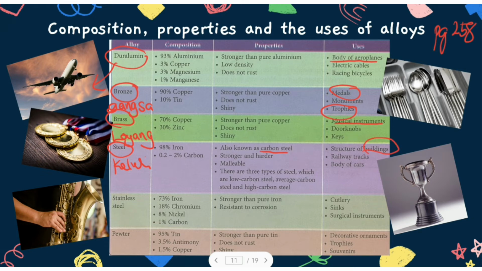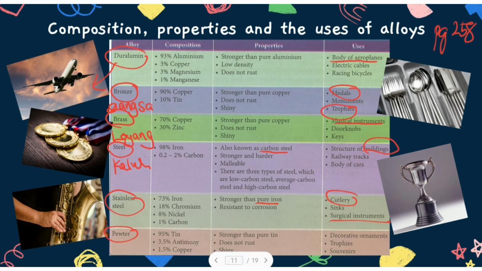body of car. Stainless steel, you know what is stainless steel? You usually heard about stainless steel. So stainless steel is made of iron, chromium, nickel, and carbon. Stronger than pure iron, resistant of corrosion. Cutlery, sink, surgical instruments.